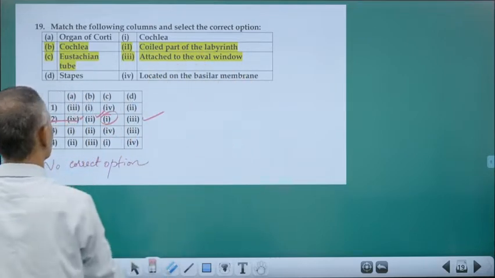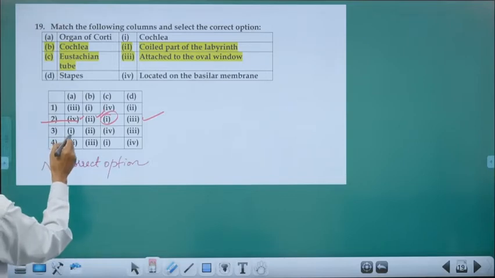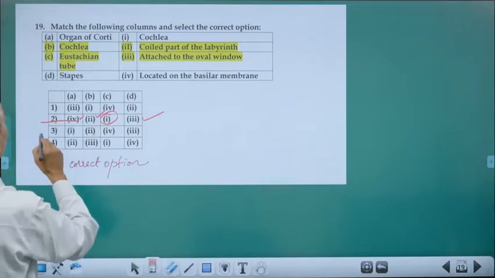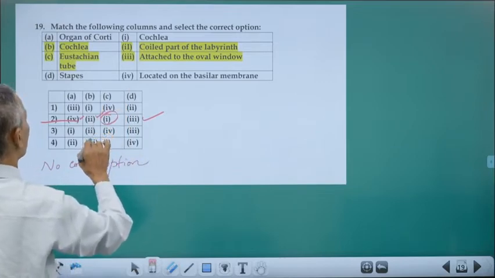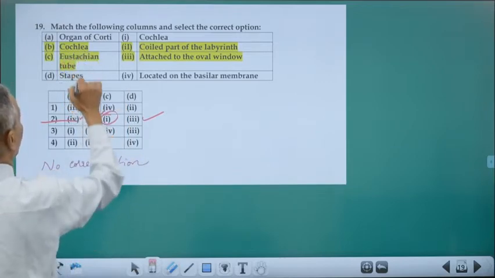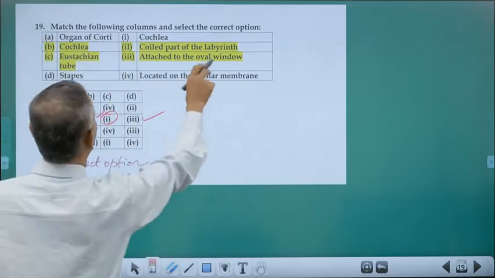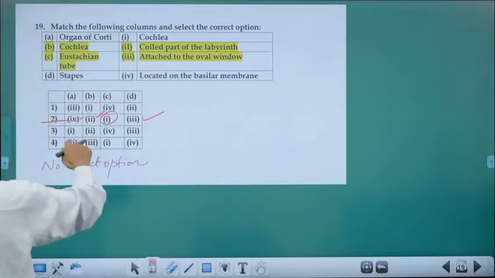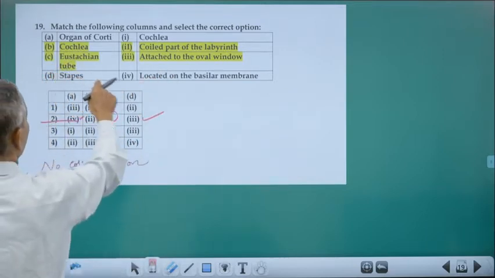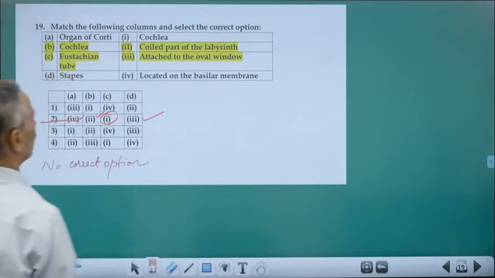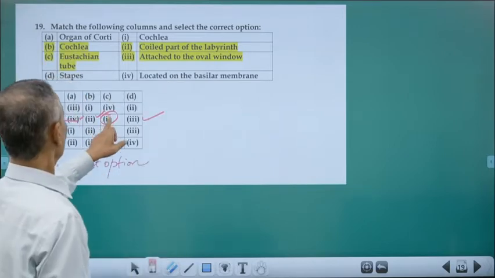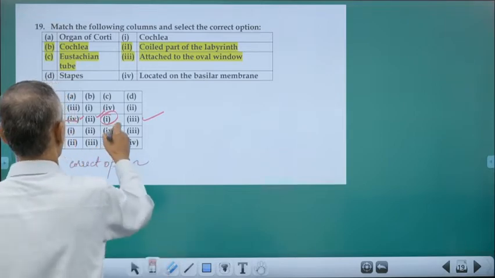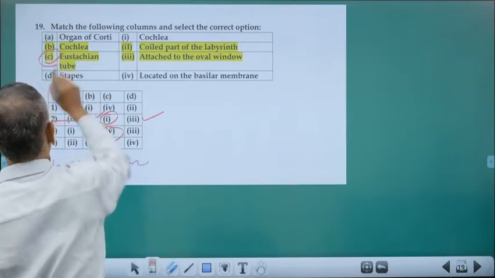If you take this one as the correct answer, the organ of Corti, a part of the cochlea: but what is the cochlea? The cochlea is the coiled part of the labyrinth. For this one also, and the eustachian tube, again there is no answer. Located on the basilar membrane. So both 1 and 4 are not matching for this C.